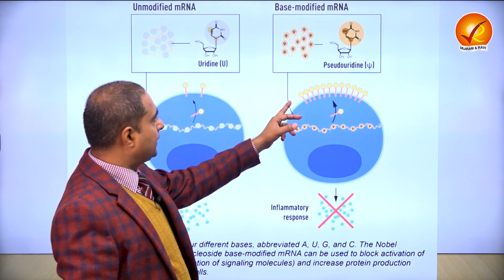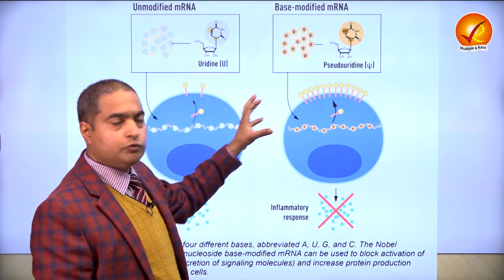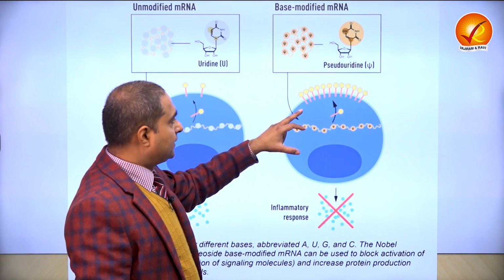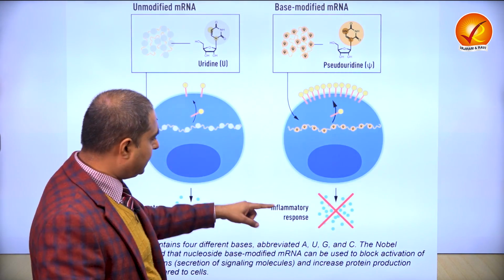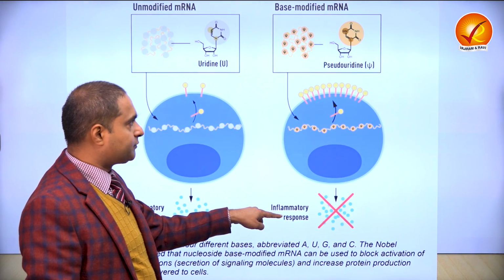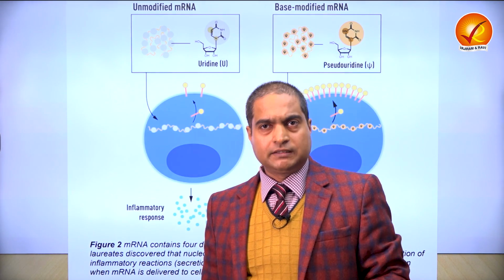Inflammatory response. However, chemical modification, nucleoside base modification of uridine to pseudouridine, resulted in higher efficacy of spike protein, increasing efficacy of vaccine, and also avoiding this inflammatory response. And this is how they were able to realize the effective use of mRNA vaccine in the world.